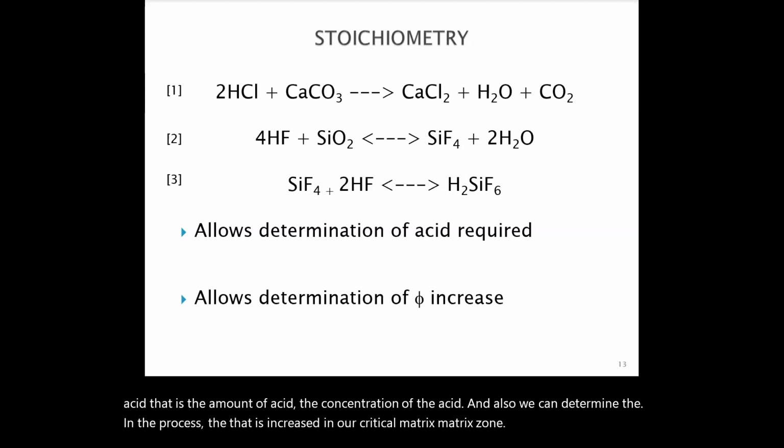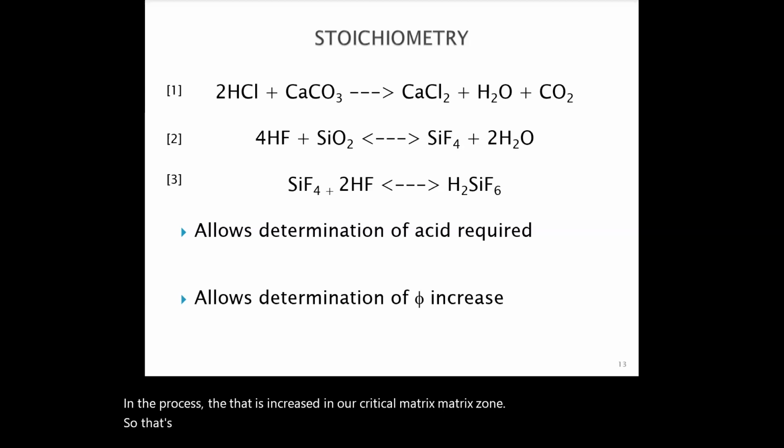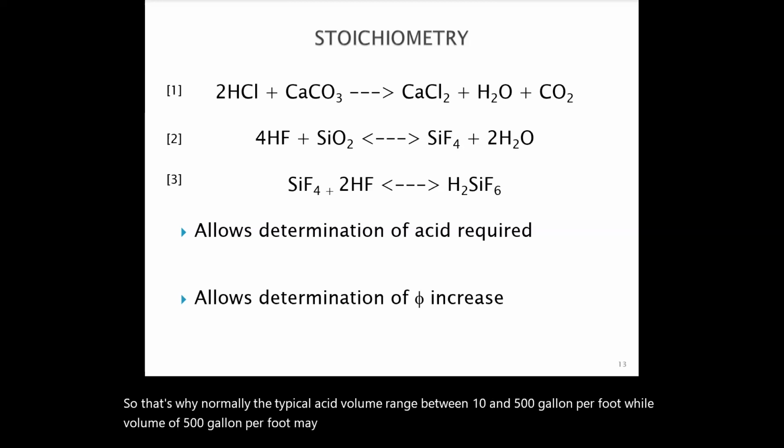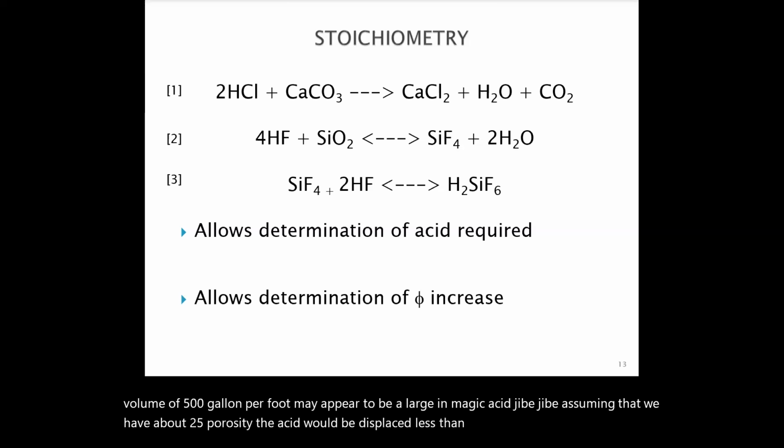Normally the typical acid volume ranges between 10 and 500 gallons per foot. While a volume of 500 gallons per foot may appear to be large for a matrix acid job, assuming that we have about 25% porosity, the acid would be displaced less than 20 feet from the wellbore.